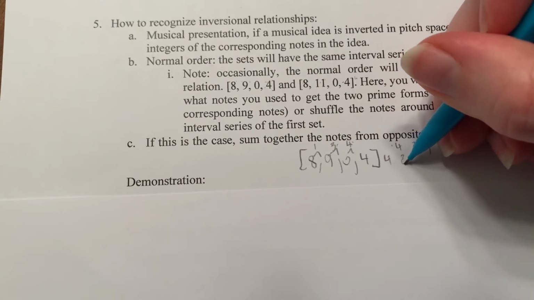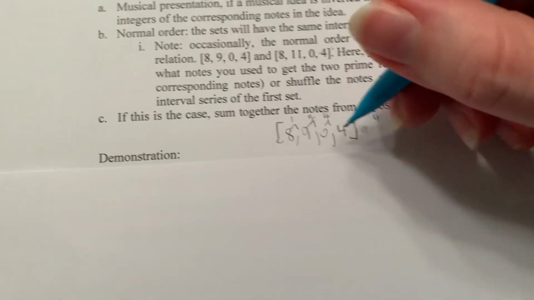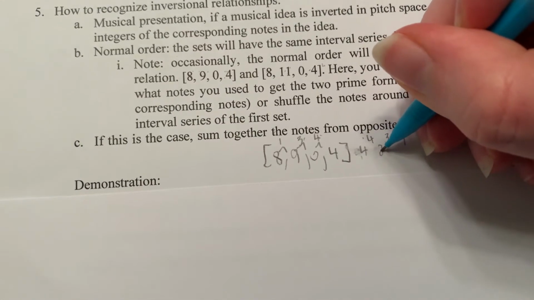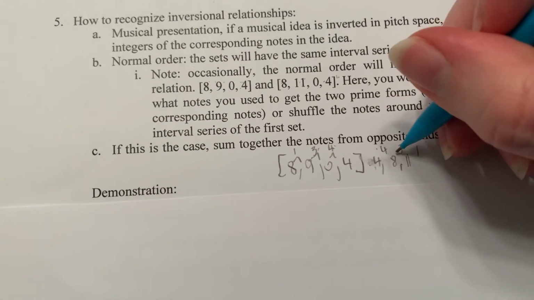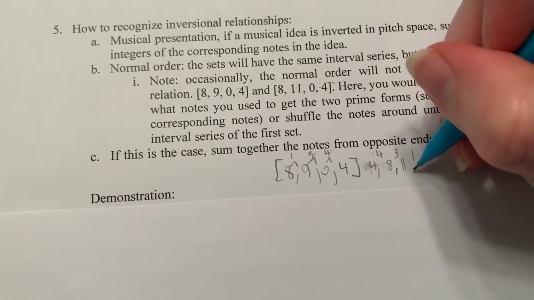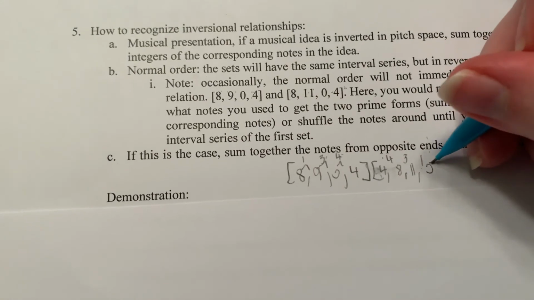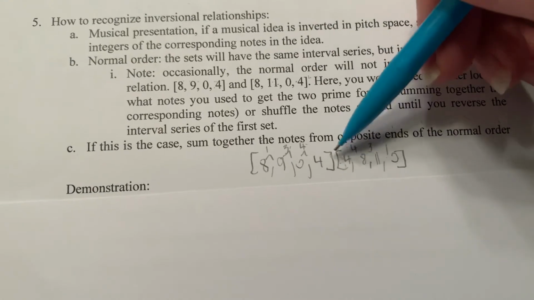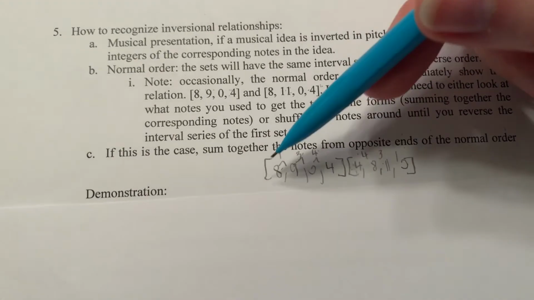4 to 8. Sorry, a little difficult to do this with the phone. Then the 3 would be the 4 to the 11. And then the 1 would be the 0. That is how I can reshuffle this normal order into another one that will allow me now to sum the integers from the outside in.